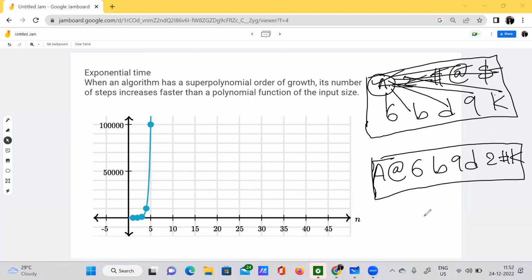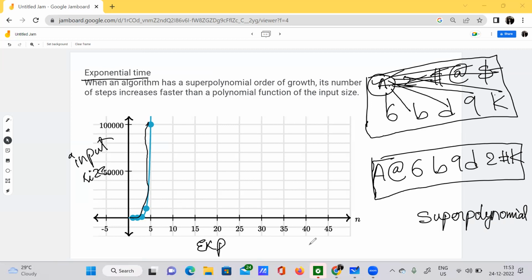So we call that a super polynomial, right? When we find any super polynomial in our algorithm, our algorithm usually has an exponential kind of order of growth. That means it will usually increase exponentially high for our input size. On the x-axis, it will have the input size, and on the y-axis, it will have the exponential order of growth, right?